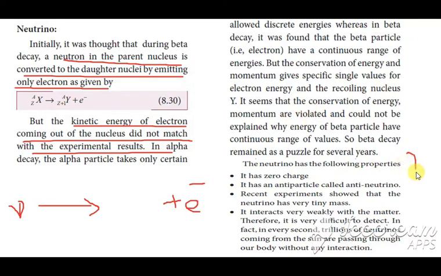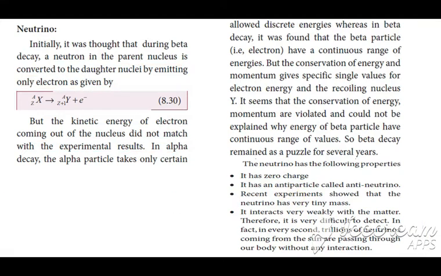So we have certain properties of neutrino. What are the properties of neutrino? First, it has no charge. Next, the antiparticle is called the anti-neutrino, and that anti-neutrino is denoted by nu bar. The recent experiment showed that neutrino has a very tiny mass. It interacts very weakly with matter, therefore it is difficult to detect.